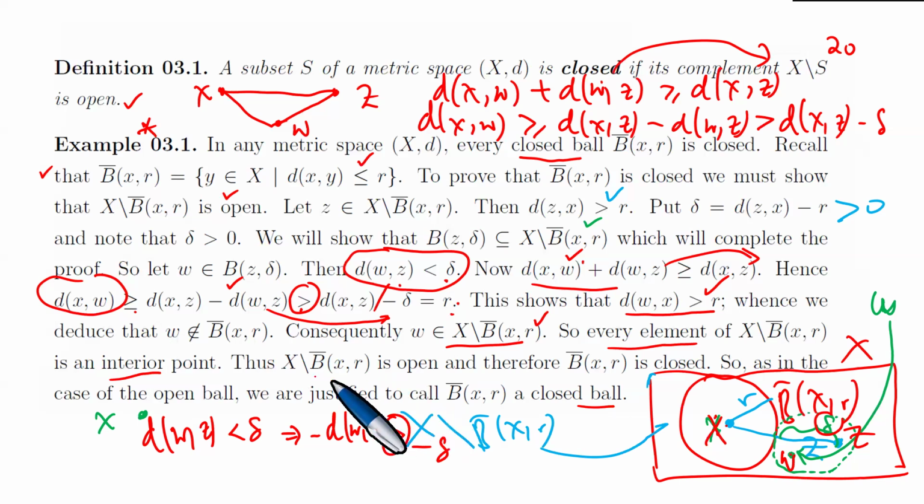So how do we know that this set is open? Obviously, this is a closed ball because every element of X minus B bar(x, r) is an interior point. Next question. Right, next point.